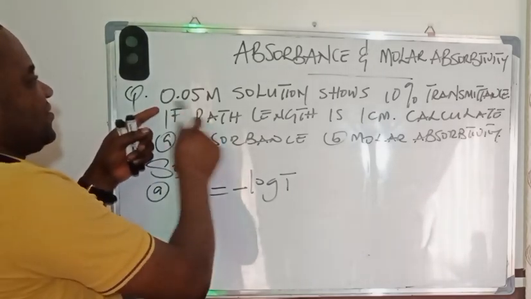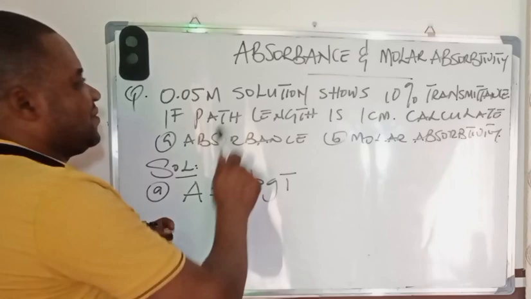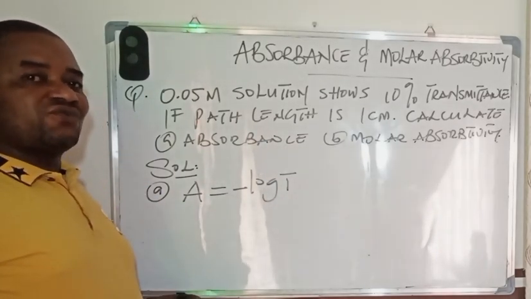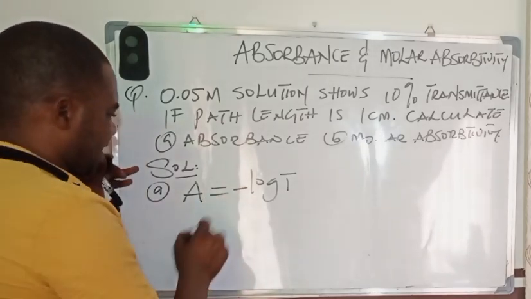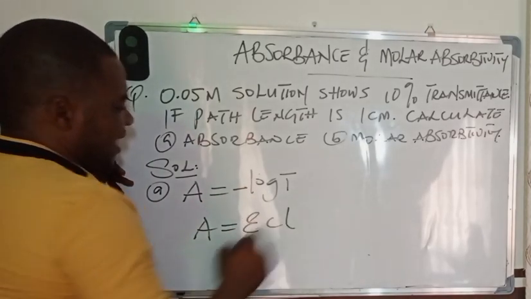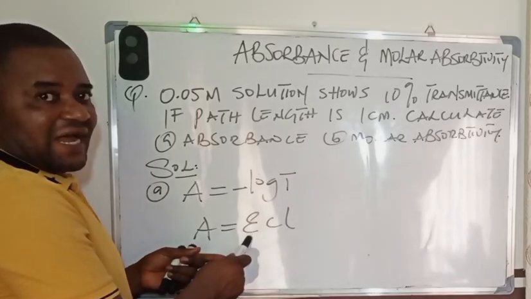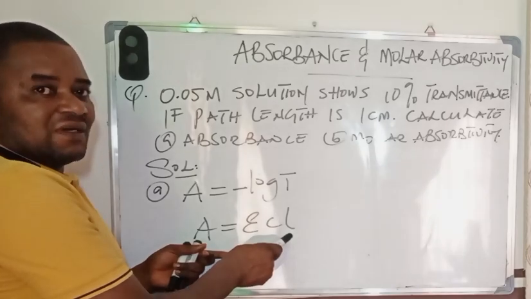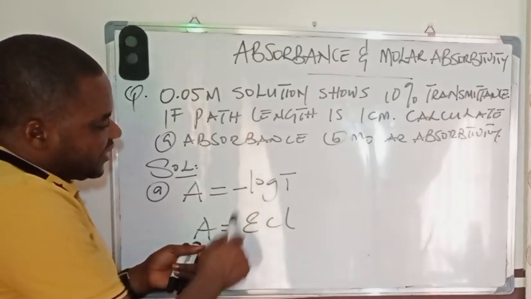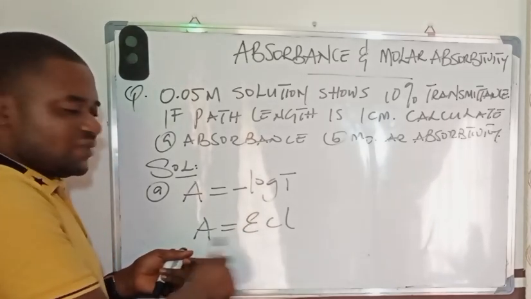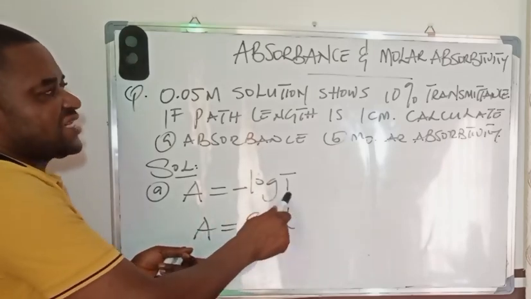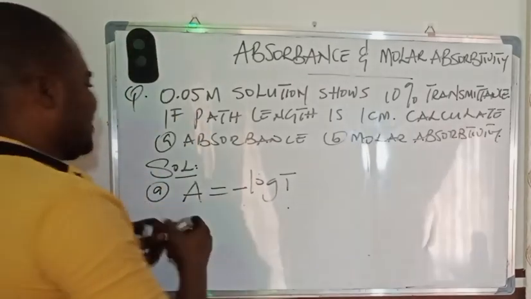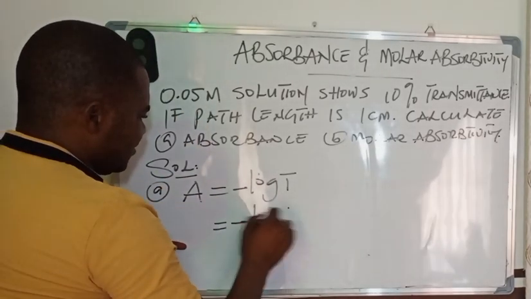Remember that we are given concentration, we are given transmittance, we are given path length. If you choose to use a formula that says A equals epsilon times C times L, where epsilon is your molar absorptivity, C the concentration, and L your path length, how will you get your molar absorptivity? So you cannot use this formula. You rather use this one where the transmittance is given to you. And for us to do that is simple. We will just say minus the log of what?